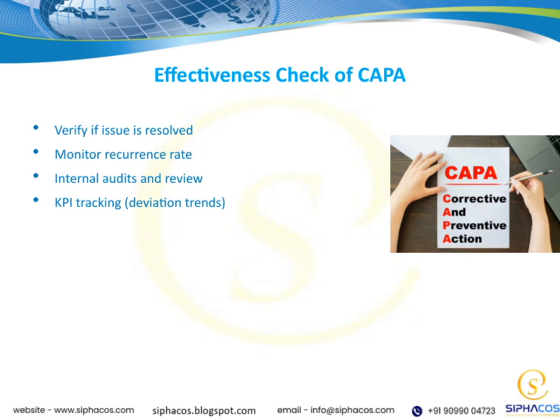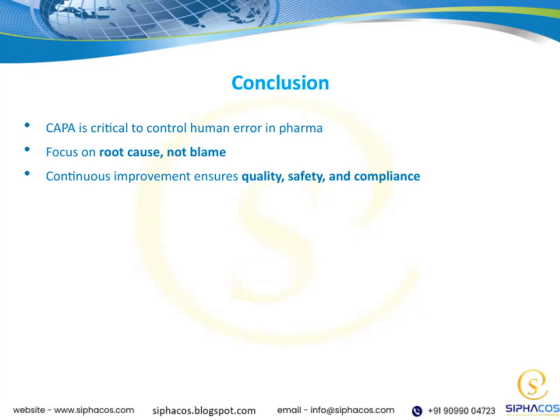In conclusion, I want to emphasize that CAPA, or corrective and preventive action, is absolutely critical when it comes to controlling human error in the pharmaceutical industry. It's a key tool that helps us identify where things might go wrong and address those issues proactively. Now, an important point to remember is that when we investigate errors, our focus should always be on the root cause rather than assigning blame.